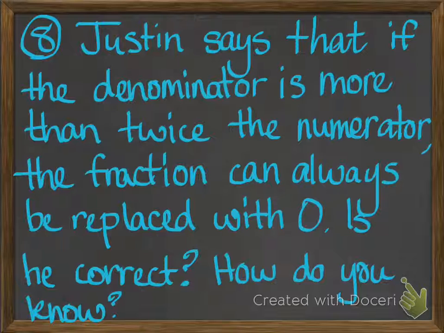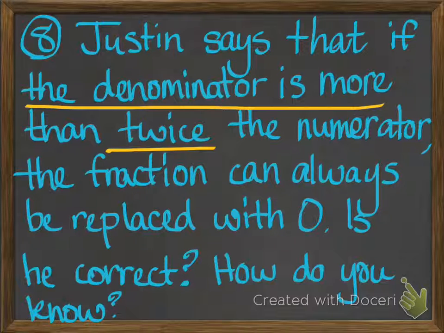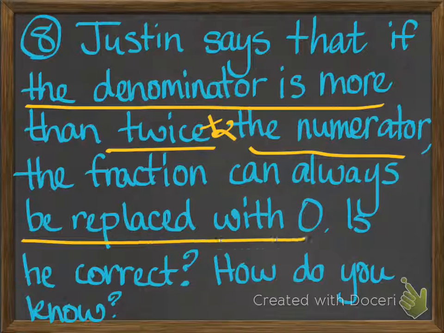Okay, friends, this is our very last problem. Justin says that if the denominator is more than twice the numerator, the fraction can always be replaced with 0. Is he correct? How do you know? Okay, so if the denominator is more than twice, which means times 2, the numerator, then it can always be replaced with 0. This is a pretty tricky one. Do you think he's correct?